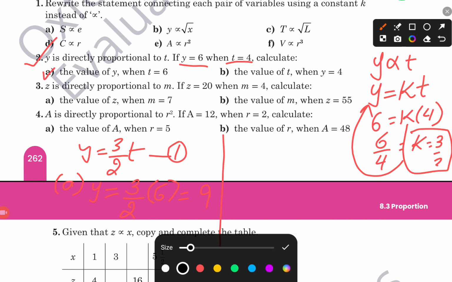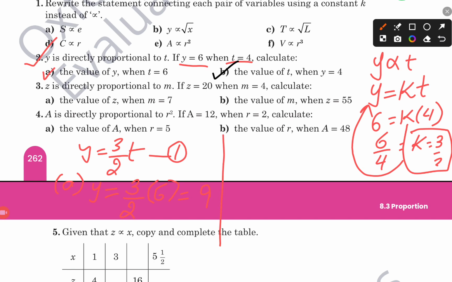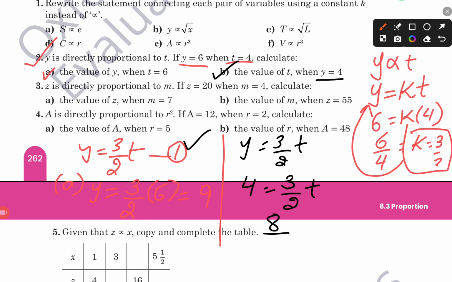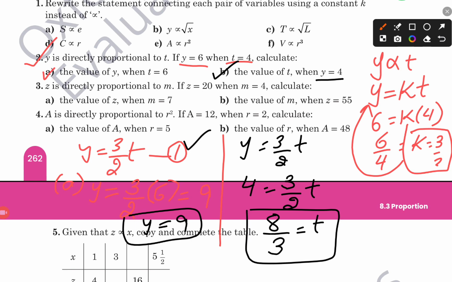Now part B: we'll use the same equation, y equals 3 over 2 t. What they are saying now is to find the value of t when y is 4. So put y equals 4 here, 4 equals 3 by 2 t. 2 will multiply with 4, it will become 8 over 3 equals t. So the value of t is 8 by 3 and the value of y is 9 here. I hope you understand direct proportion questions now.